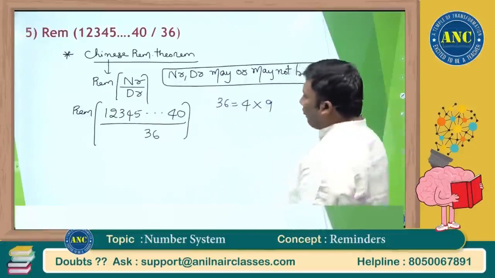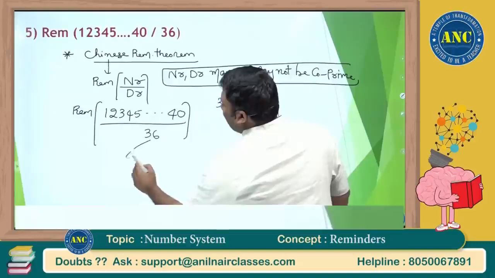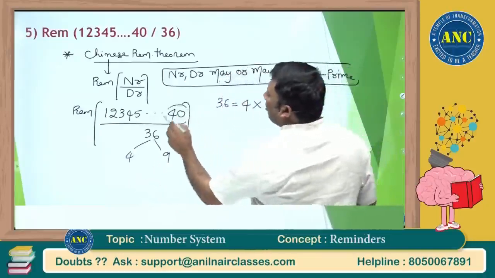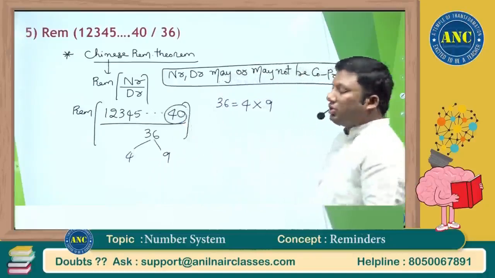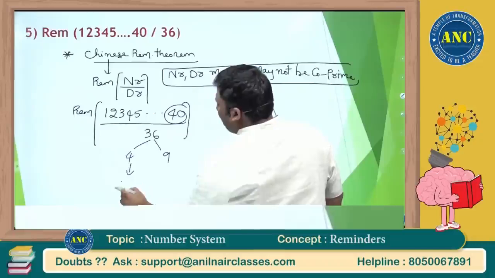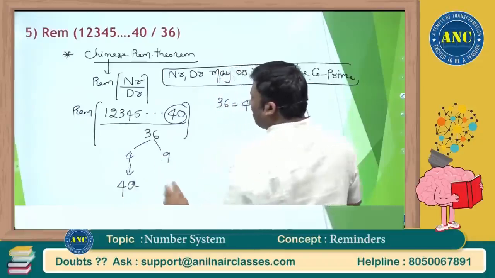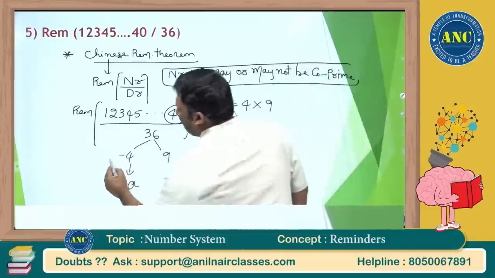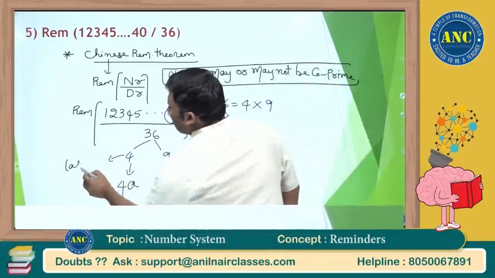36 is nothing but 4 into 9. Make the number as a product of two factors. What is the divisibility rule of 4? Last two digits should be divisible by 4. 40 is perfectly divisible by 4, so it is 4a.